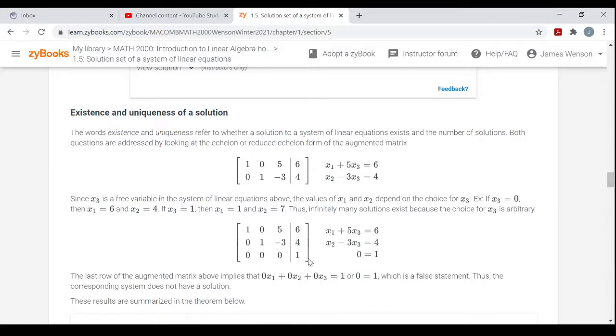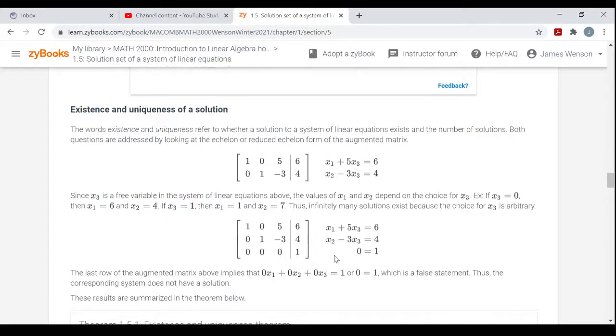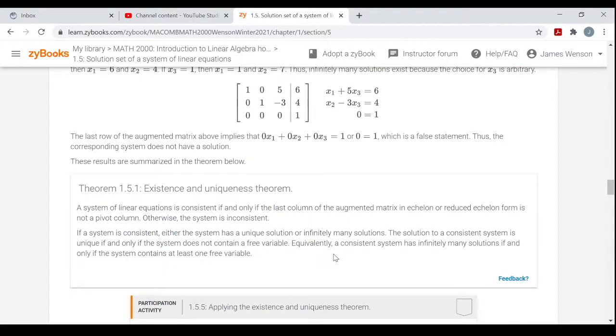All right, so that's going to be key. When you have your matrix in echelon form or reduced echelon form, if you have any rows that look like this, where it's all 0 to the left of the bar, and then some non-zero number to the right of the bar, that indicates there's no solution. That can't happen. So they state that here. A system of linear equations is consistent, right? Has solutions if and only if the last column of the augmented matrix in echelon or reduced echelon form is not a pivot column. If it is, the system is inconsistent, right?